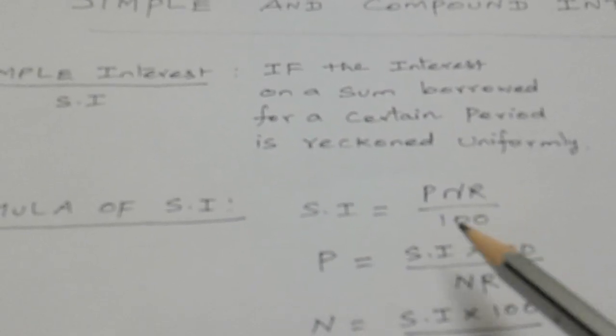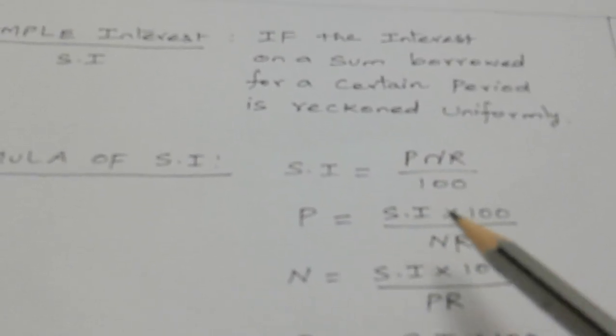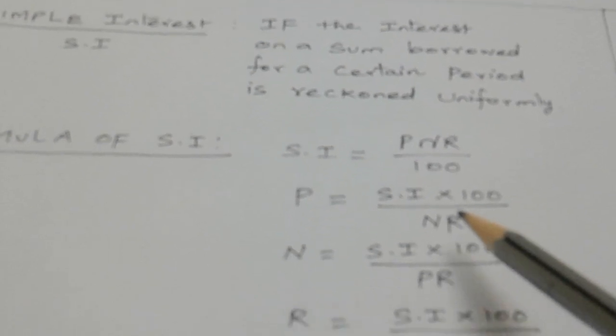PNR divided by 100. If you want to find P, the formula is simple interest into 100 by NR. If you want to find N, N is equal to simple interest into 100 divided by PR. If you want to find R, R is equal to simple interest into 100 by PN, where P means principal, N means number of periods, R means rate of interest.